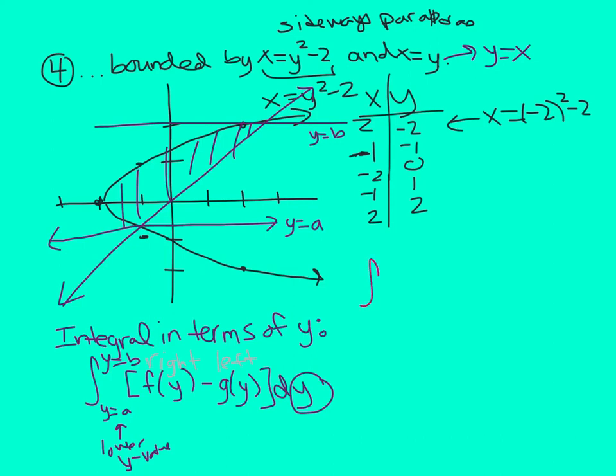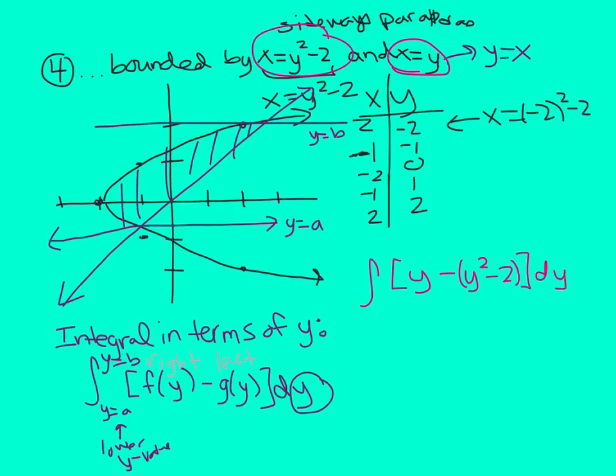Okay, so our setup from this: our rightmost thing is going to be this x equals y. Remember, we're doing it with respect to y, so that's going to be just y. Our leftmost thing is going to be this thing right here. It's going to be y squared minus 2. Remember, this is a dy.